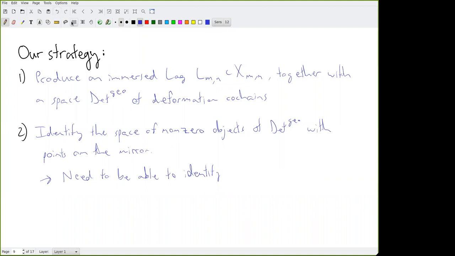We need to be able to determine, specify which points of def geo give which points on the mirror.